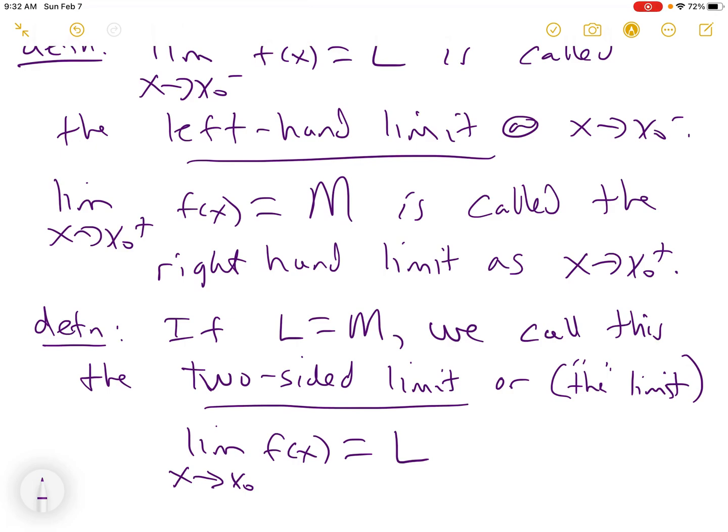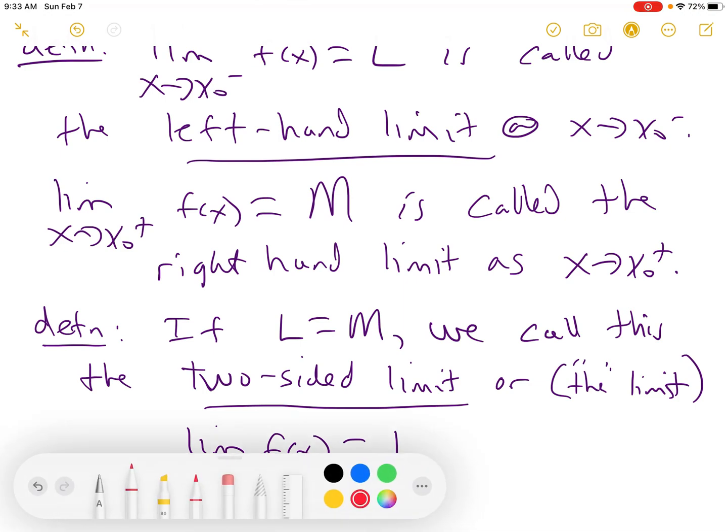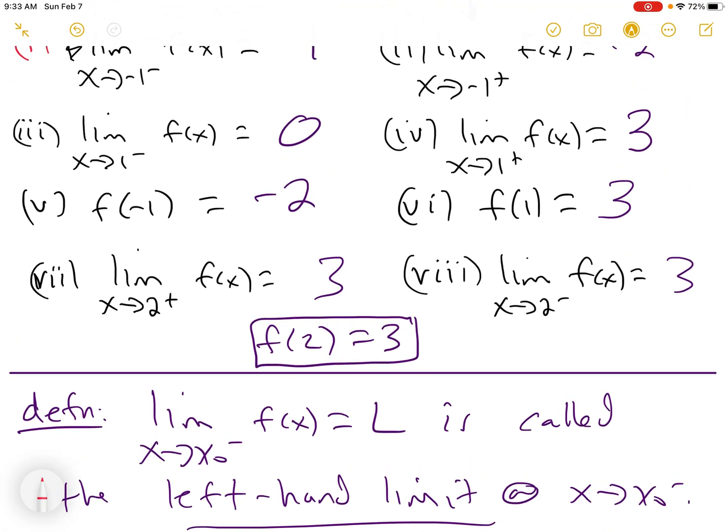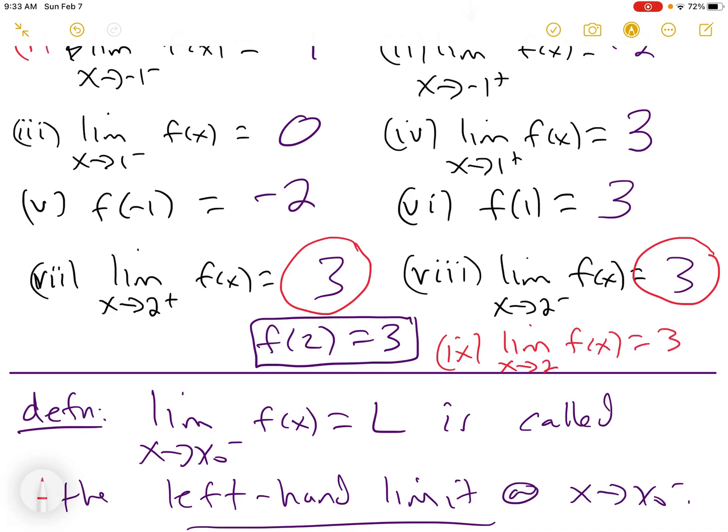So going back up to this guided practice for a second. Here's L in this game, and here's M. So what you could say here is number 9. The limit as x approaches 2 of f of x equals 3, and that's the two-sided limit because the left one equals the right one.